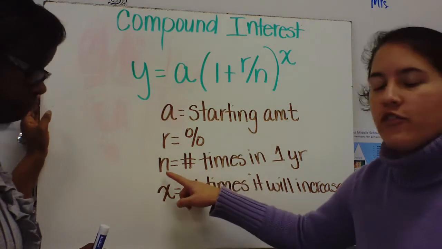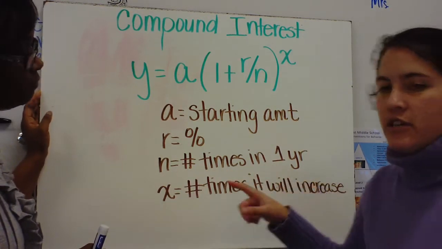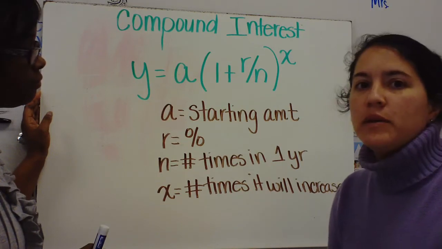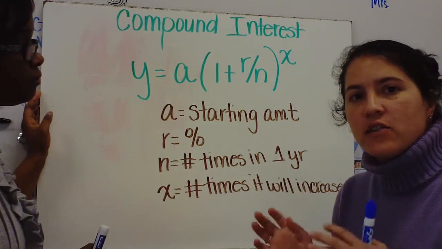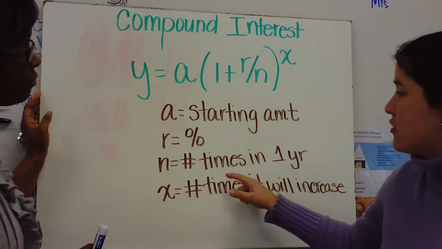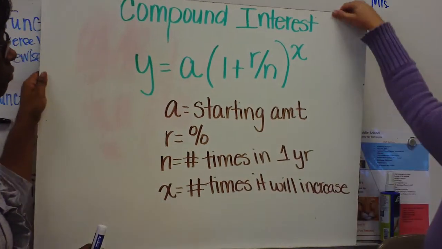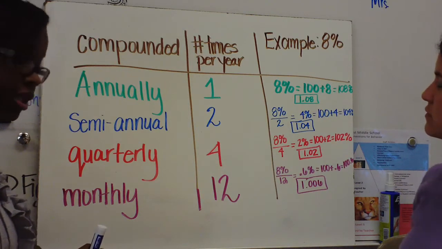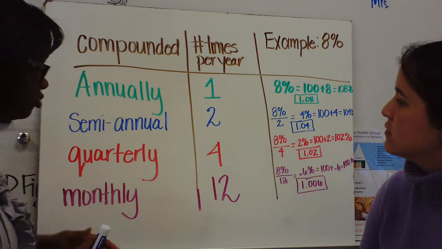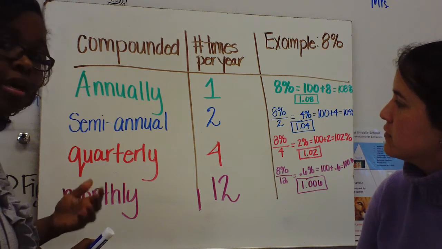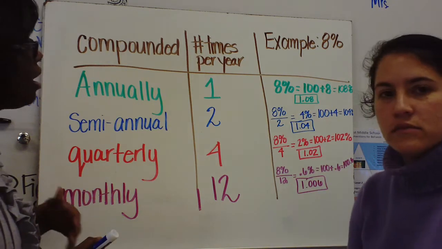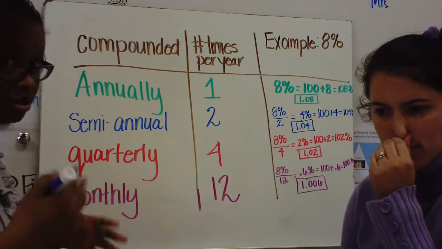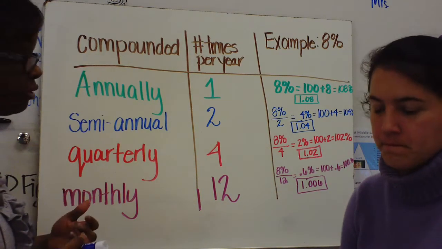So if this n is the number of times in 1 year, and the problem you're looking at just says per year, then your n would be 1. But occasionally it's going to have a different value, and we're going to show you that today. In compound interest, I guess we should tell you what it is. Compound interest is when you gain money in a savings account, and sometimes it grows numerous times in 1 year, and that's why it's compounded.